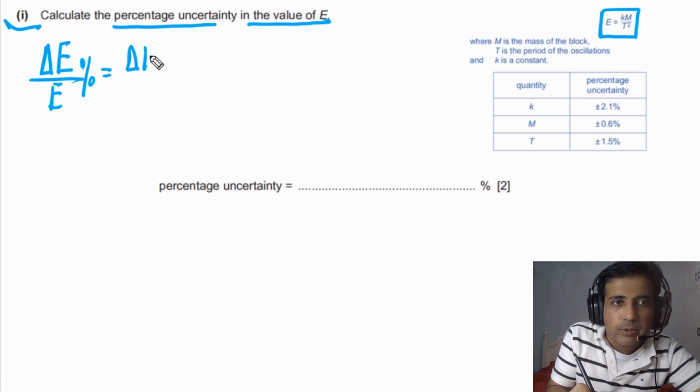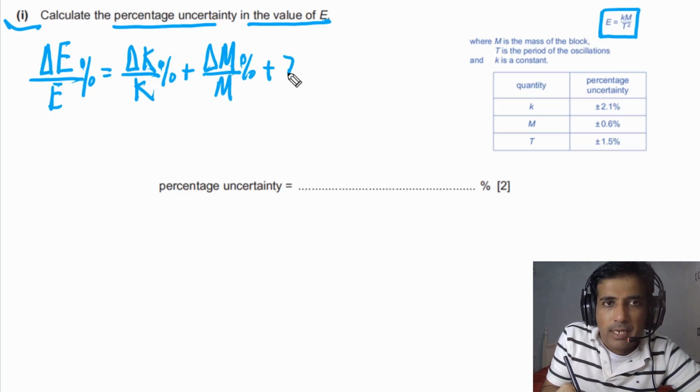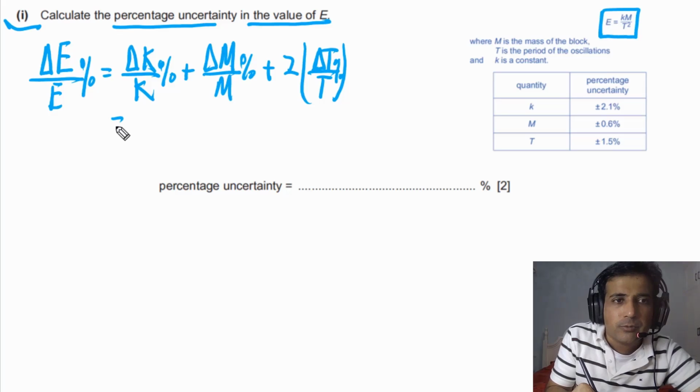This has to be equal to the percentage uncertainty in k, plus the percentage uncertainty in m, plus we have to multiply by 2 the percentage uncertainty of the time period, because the time period has power 2. That's the reason we have to multiply this one by 2. Now we simply need to plug in values.